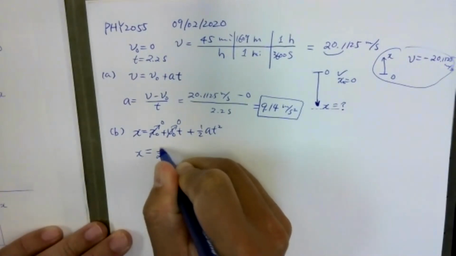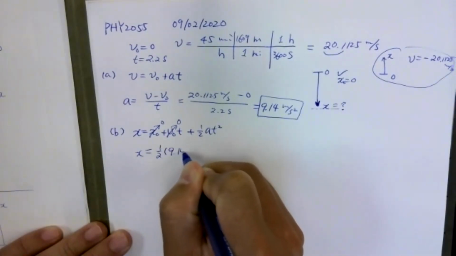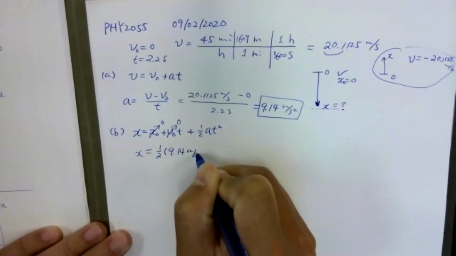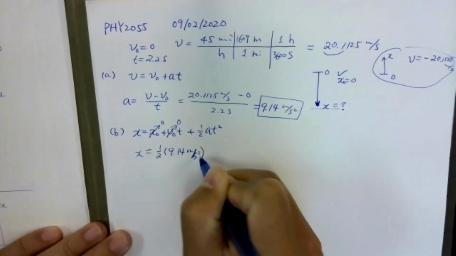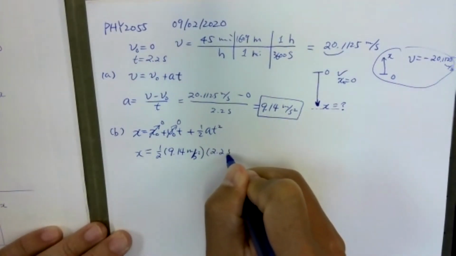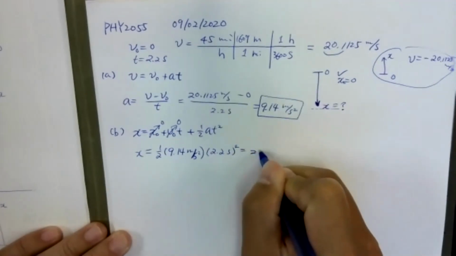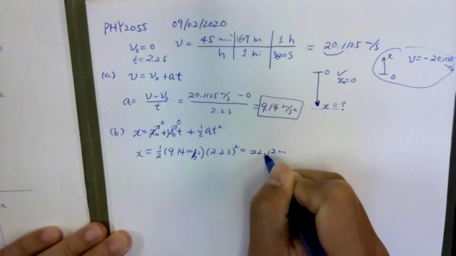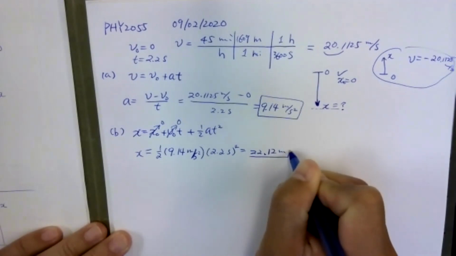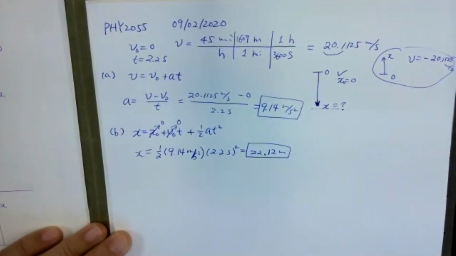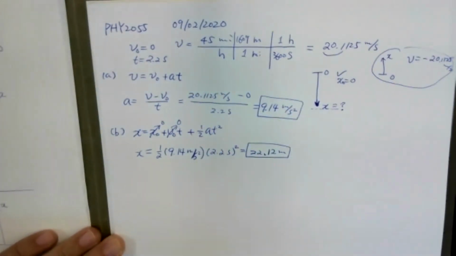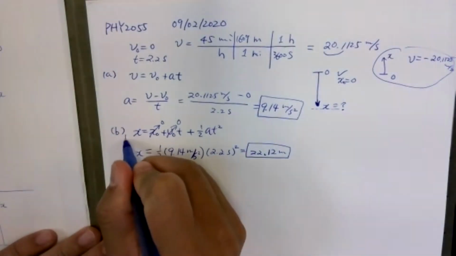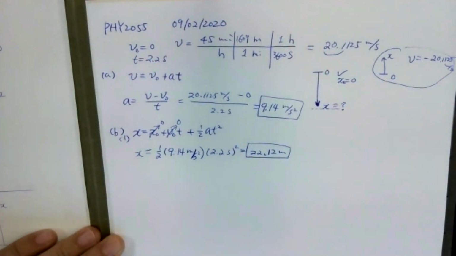Your X then will be 1/2 times 9.14 meters per second squared times 2.2 seconds squared, okay? So then 22.12 meters, okay? Many of you guys got this one right as well, okay? So then that's your height, okay? How high have they descended?